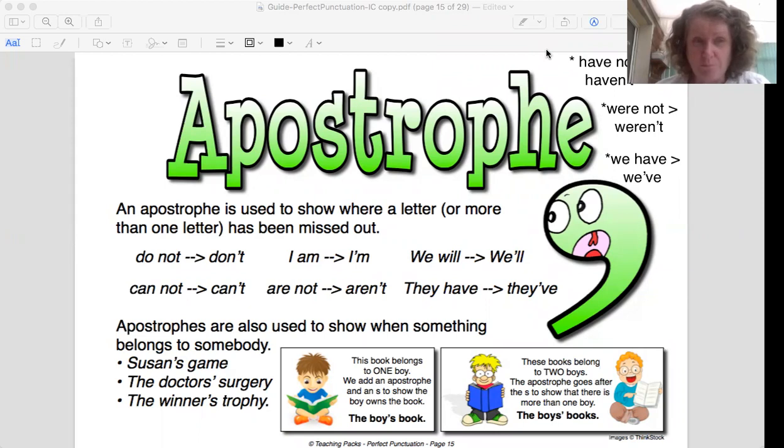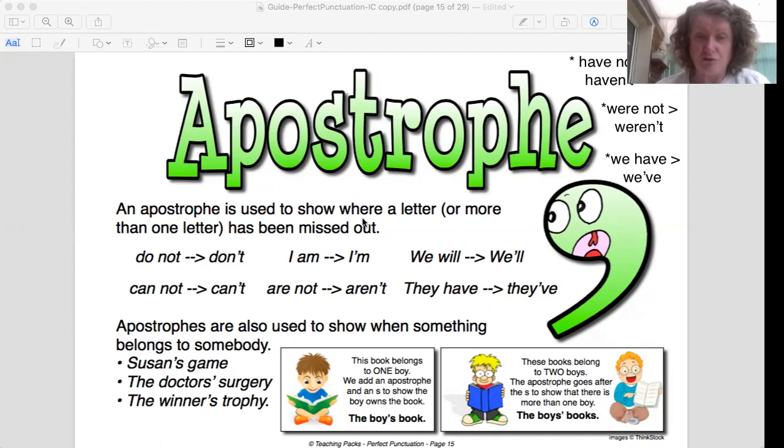We're looking at apostrophes. Apostrophes can be used in two different ways. The first way we're going to look at is apostrophes that bring two words together. It's called a contraction. What happens is some of the letters are taken out. We have an apostrophe, which shows where the letters are missing, and then we put the ending on the word. So let's have a look at some of them, shall we?